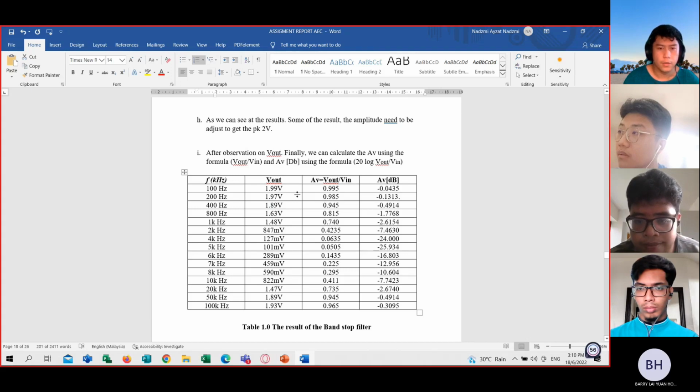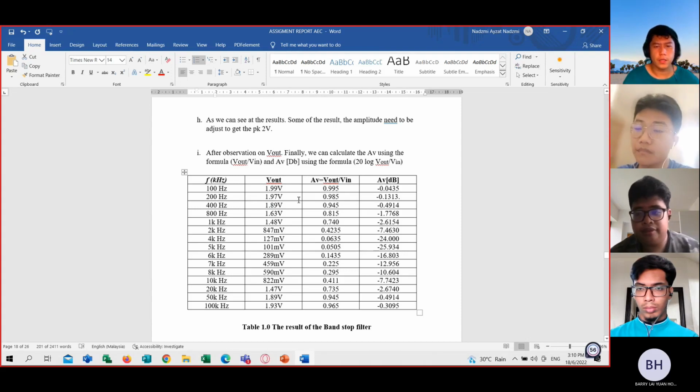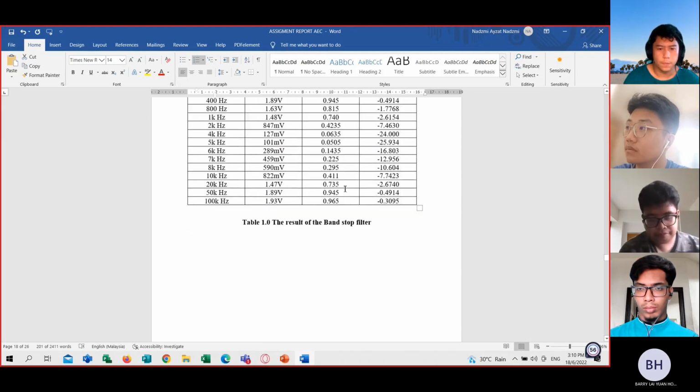The AV is the one that we get by dividing our Vout by Vin. For example, at 100 Hz we got a Vout of 1.99, and we divide by 2 to get the AV. Next, for the AV in dB, we use the formula 20 log of the AV. So this is the result.